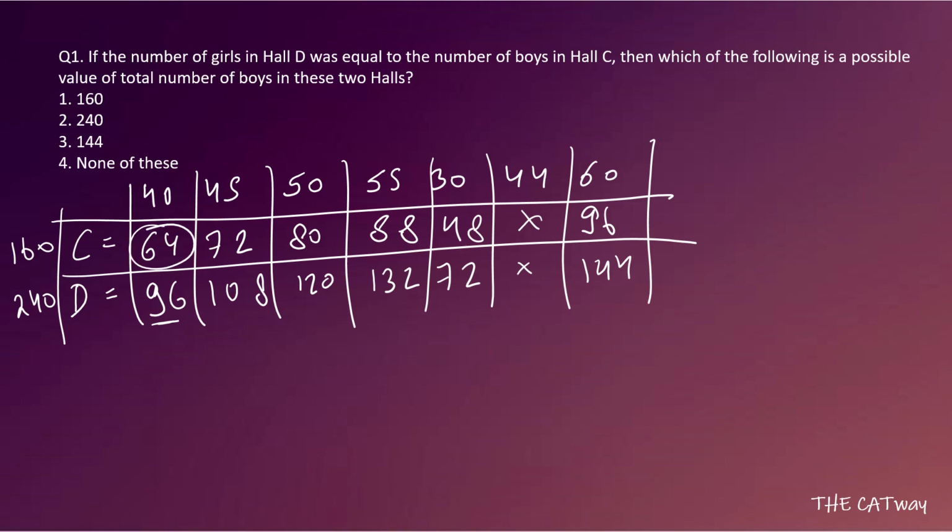So we have our answer. So what is the question asked then? Which of the following is a possible value of total number of boys in these two halls? Let's see if this particular option is there in the answer.